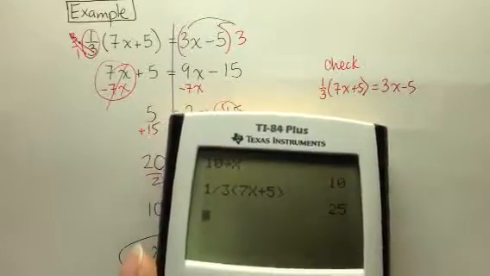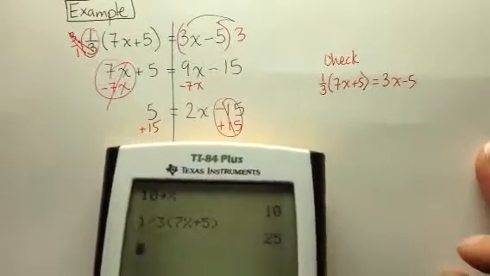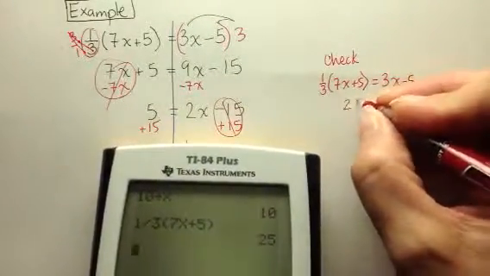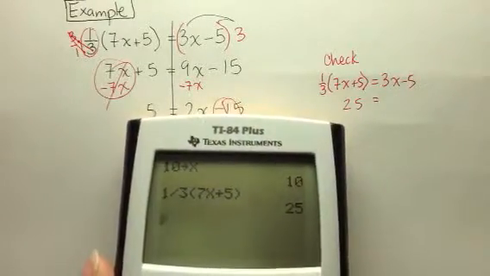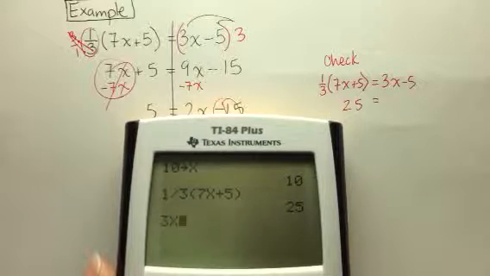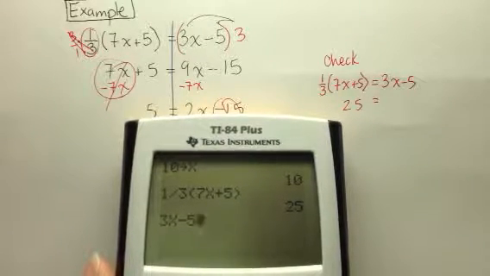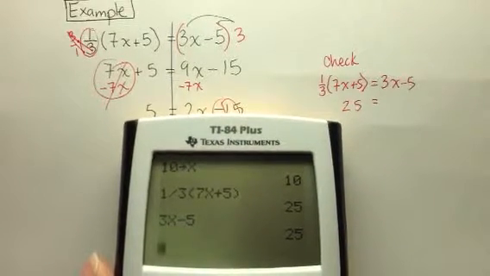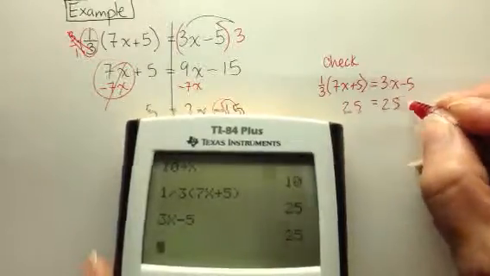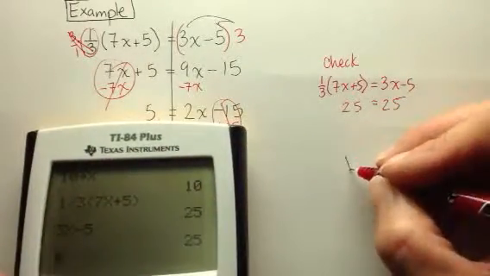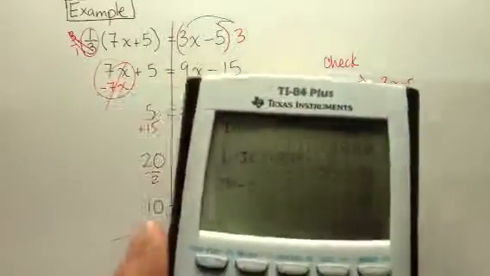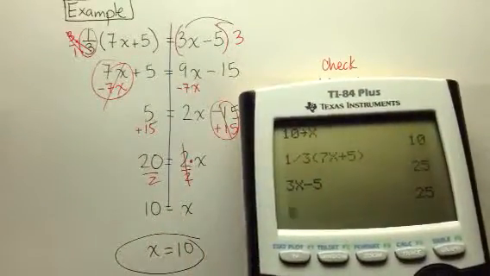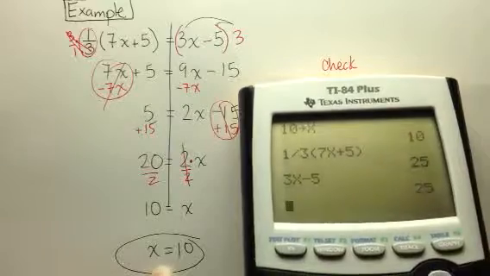Alright, so on the left side of my equation I got 25. And I'm hoping that the right side will give me the same thing. So 3x minus 5 gives me 25. So the left and right side of my equation were equivalent, which means that the solution that I came up with over here, 10, is the correct solution.